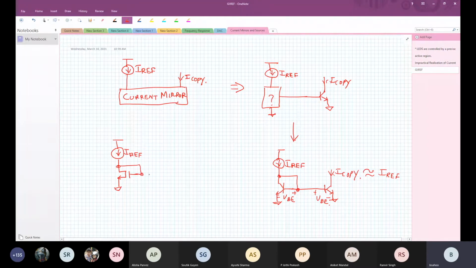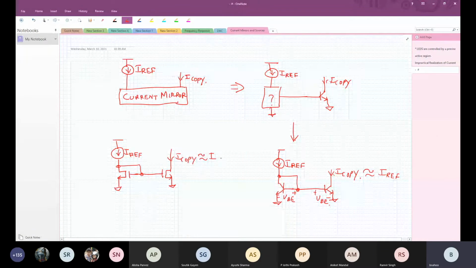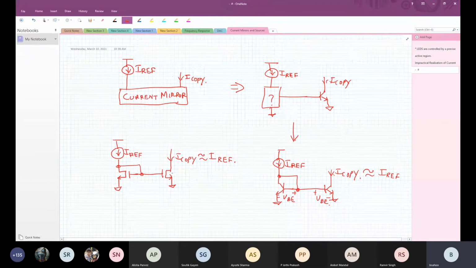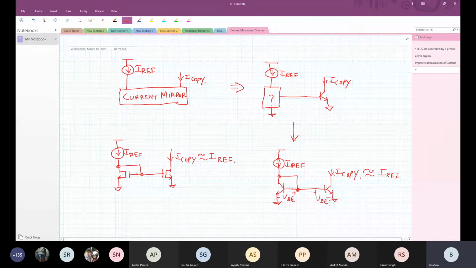Okay. So this I copy will almost be equal to IREF. Okay. Now this one is therefore, yes. Sir, what is IREF actually?